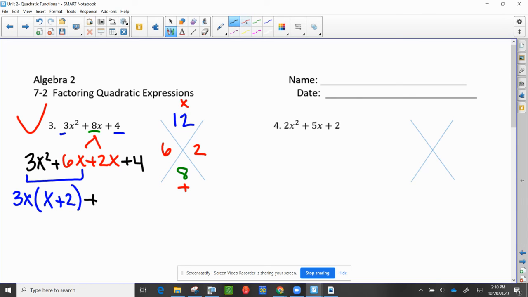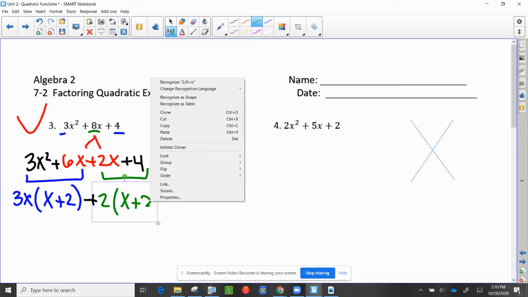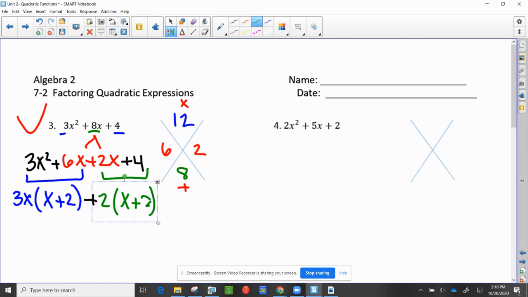Bring down the sign in the middle, which is a plus. And then in my second group, I have 2x and a 4. So if I take that out, I can take a 2 out from each of those. That's going to leave me with x plus 2, which is what I want to make my parentheses match, x plus 2's. So final answer, my x plus 2's, they match, so I only need one of them. And then my other answer I get from my outer terms, 3x plus 2.